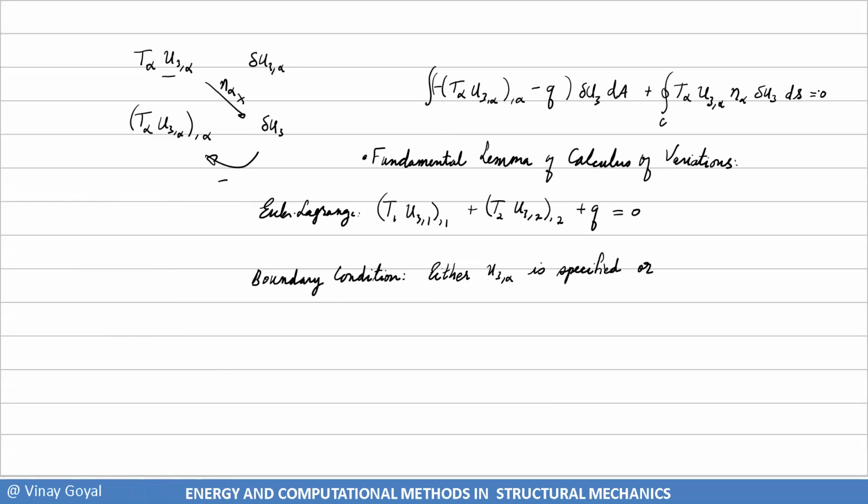And it's really U3 specified. Or. So those are the boundary conditions. Either this is specified or you have that. And that's the Euler-Lagrange equation here that we got.